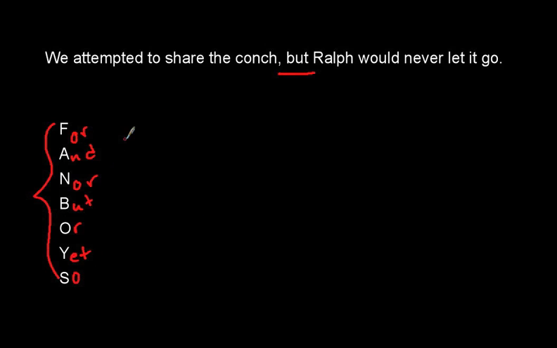All right, so whenever you have a coordinating conjunction that follows a comma, and there is a clause on either side, which we have here, we attempted to share the conch, Ralph would never let it go. Both of these are independent clauses. They can both stand alone. Ralph would never let it go. That sounds fine on its own. We attempted to share the conch. That sounds fine on its own. They're both independent clauses. This construction is called a compound sentence.